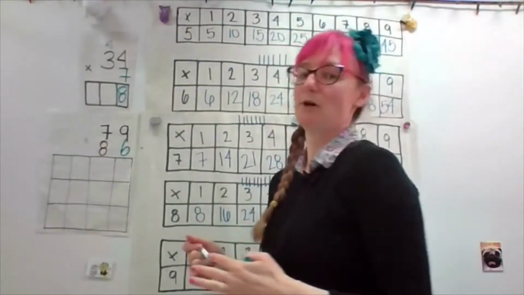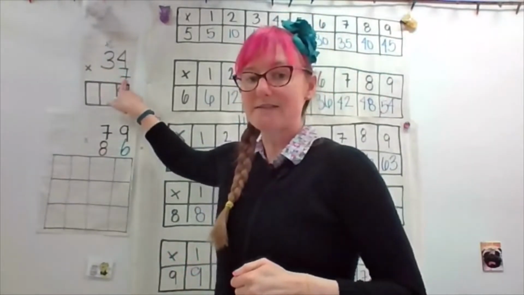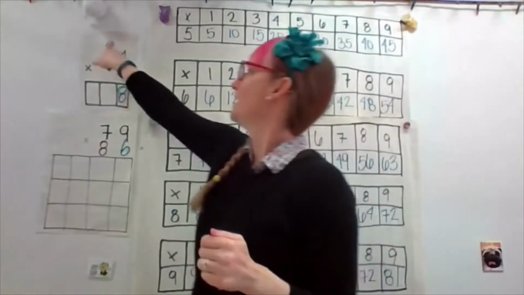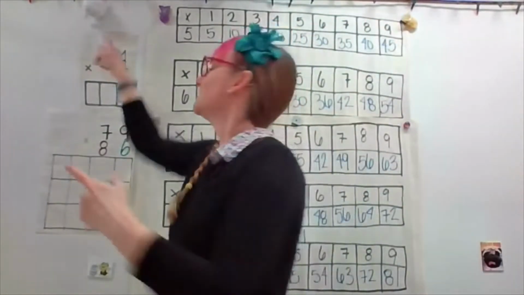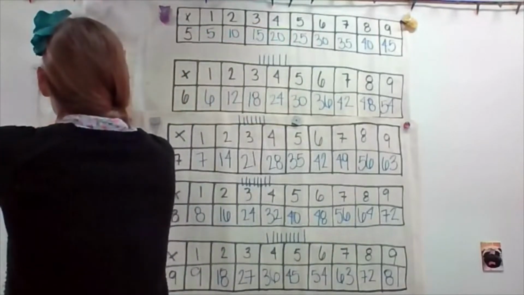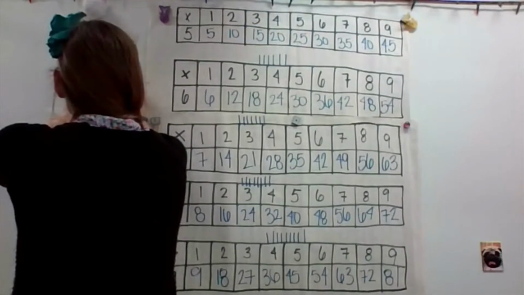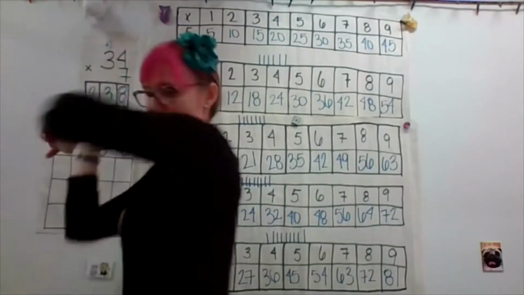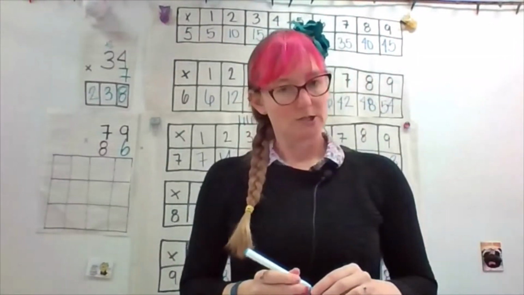Next, I'm going to multiply my ones place times my tens place. 7 times 3 is 21, plus the 2 up here, 21, 22, 23. My product of 34 times 7 equals 238.